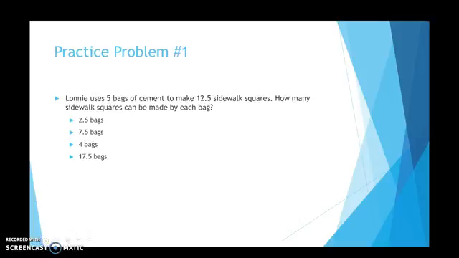Okay, so now flip it over, and on these, try to pause and work through the problem and then check it. So on this one, he uses 5 bags of cement to make 12.5 sidewalk squares. How many sidewalk squares can be made with each bag? So we have sidewalk squares, so squares per bag, and we're given the ratio that they can make 12.5 squares for 5 bags. So how many squares with each bag?